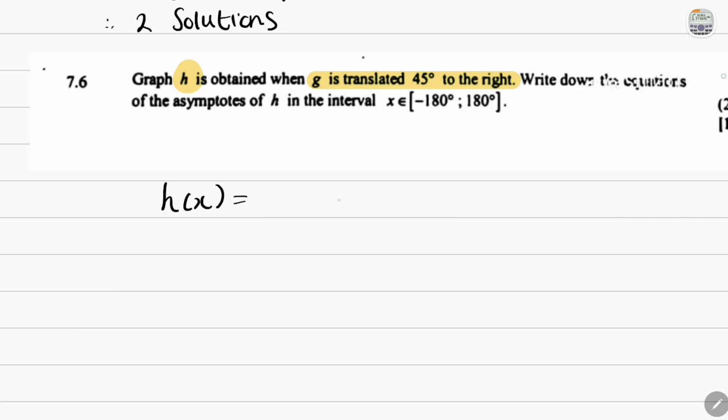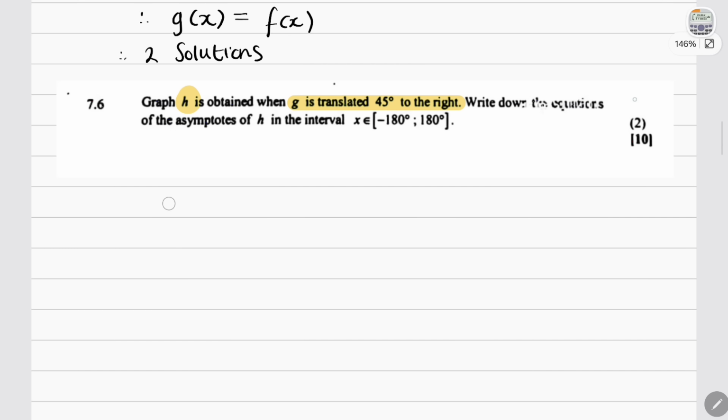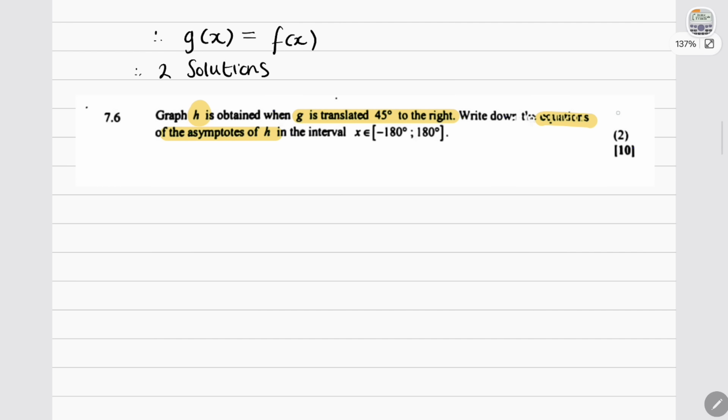And here's what we're going to do. I don't actually have to write the equation of it. I find that unnecessary because it's not going to help you. Focus on what they asked for. They want the equations of the asymptotes of H, this new graph. So let's go ahead and shift G 45 degrees to the right and see what its asymptotes will now be.